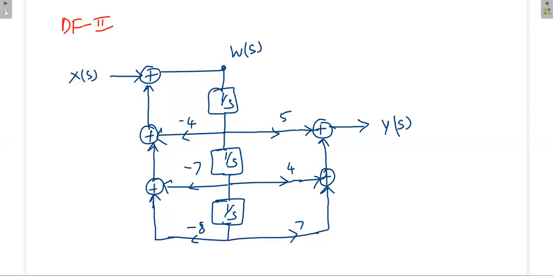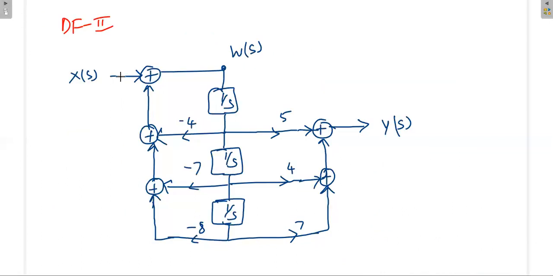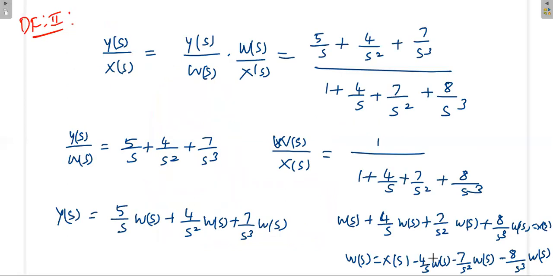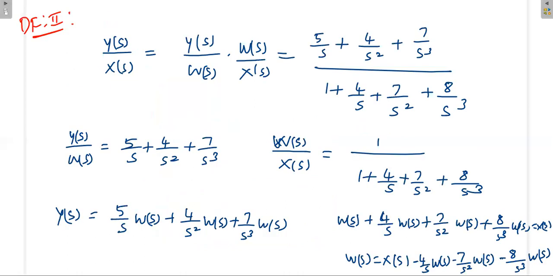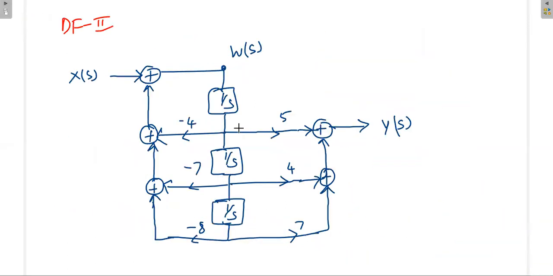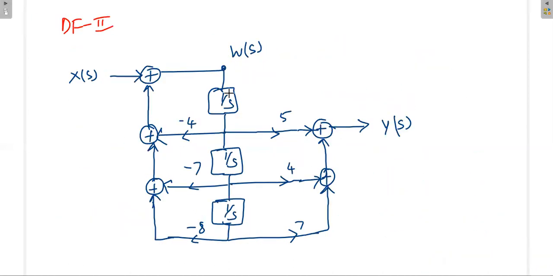Okay, now what we are doing here, we are trying to get W of s from this. Okay, W of s is equal to X of s. X of s is added here in this adder. Then that is 1 by s into W of s, but with the negative sign. So that's why 1 by s with the negative sign, minus 4. Then 1 by s square into minus 7. So with s square you are getting again minus 7. Here 1 by s cube with the minus 8. So you are adding everything. Finally, you are getting W of s.